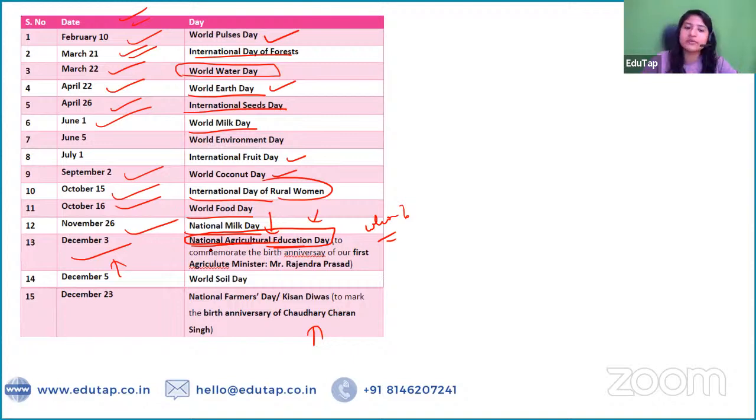You should be thorough with everything. National Agriculture Day होता है to commemorate the birth anniversary of the first agriculture minister, Dr. Rajendra Prasad. ठीक है, 5th December is known as World Soil Day. 23rd December आपका क्या होता है? National Farmers Day, किसान दिवस के तौर में मनाया जाता है. ठीक है, I hope it is clear.